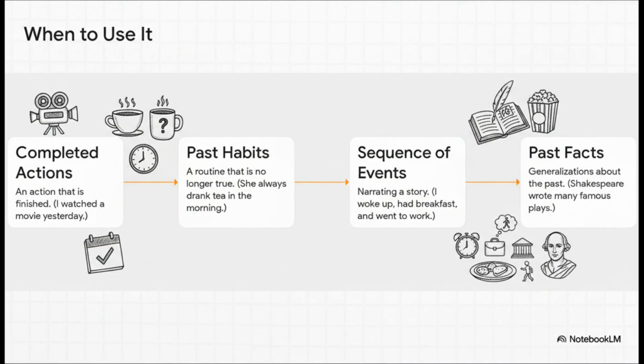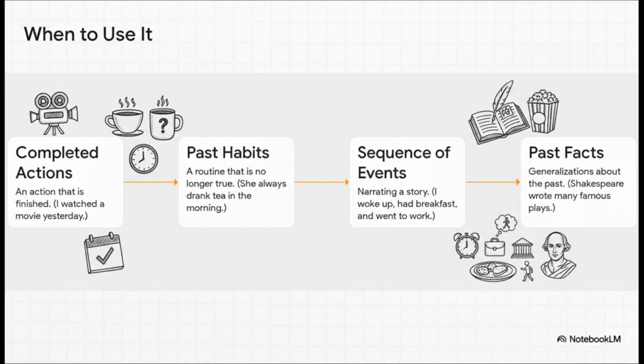Second, we use it for past habits, things you used to do but don't anymore. She always drank tea in the morning, which implies that now she doesn't. Third, and this is huge for storytelling, is for a sequence of events. You use the simple past to just move the story along. I woke up, had breakfast, and went to work.